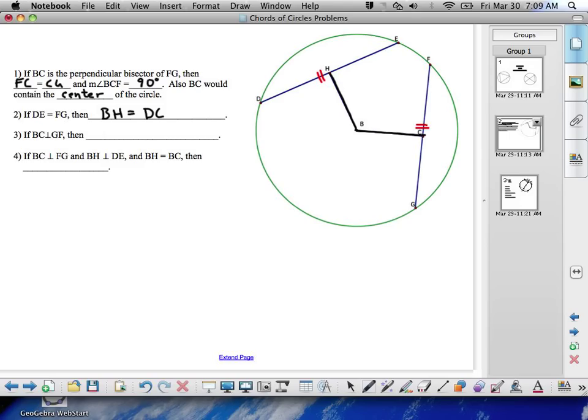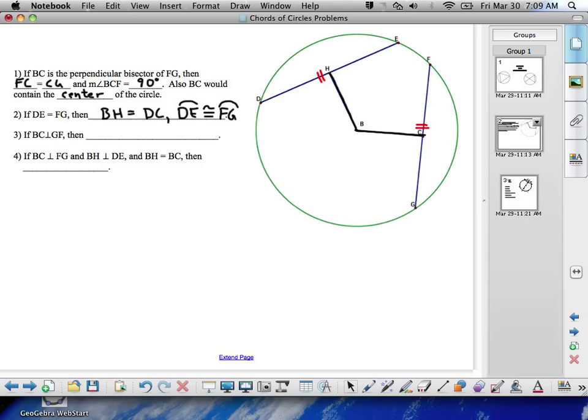Also, you know that if the chords are congruent, their arcs are congruent. So arc DE would be congruent to arc FG. You could also do the major arcs, but there's not enough room for our answer.